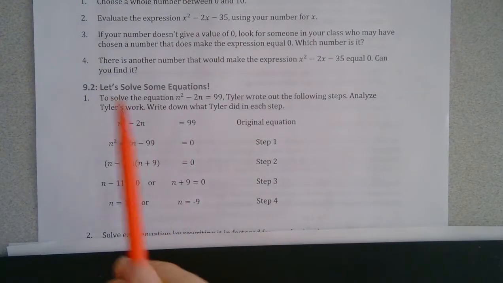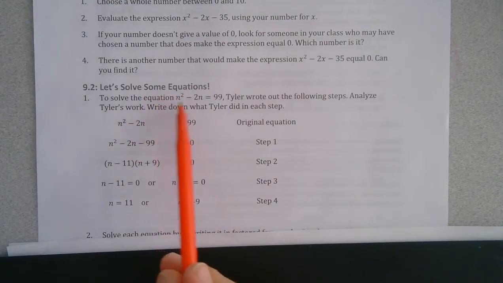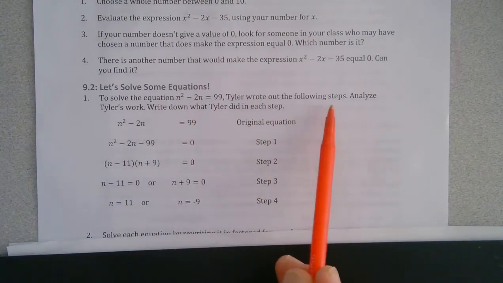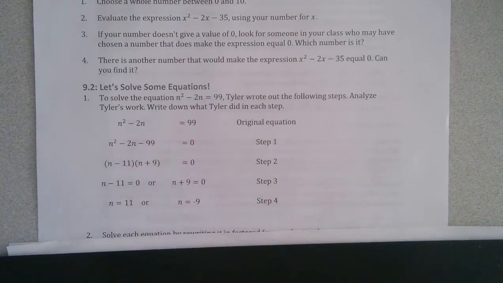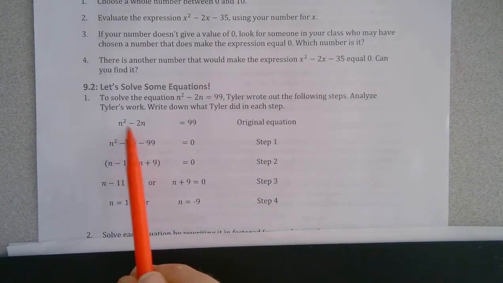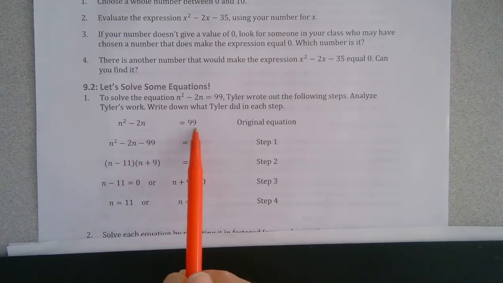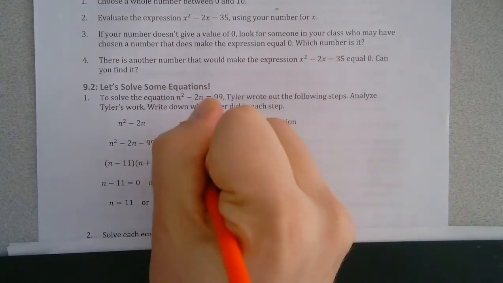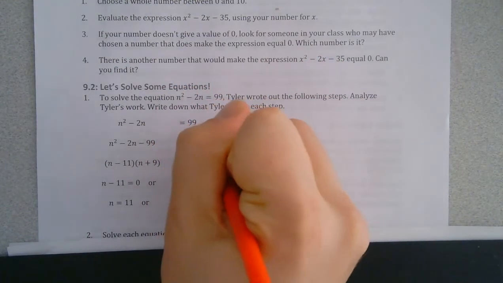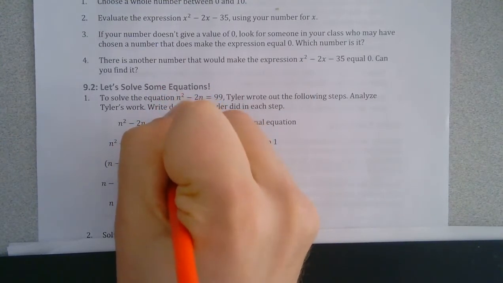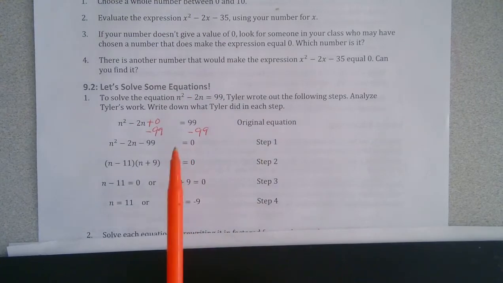Now we're going to look at our second task, which is solving some equations. So if we have n squared minus 2n equals 99, Tyler wrote down some steps, and we have to analyze his work. So write down what Tyler did in each step. If I look at n squared minus 2n equals 99, and then from here, I have 0 on the right-hand side. So it looks like 99 minus 99 made 0. And then I had like a plus 0 here and then minus 99.